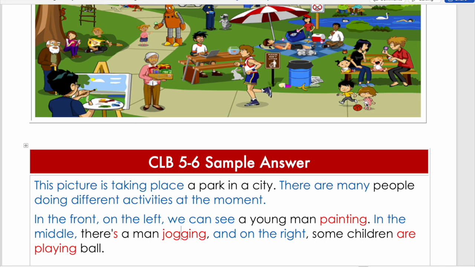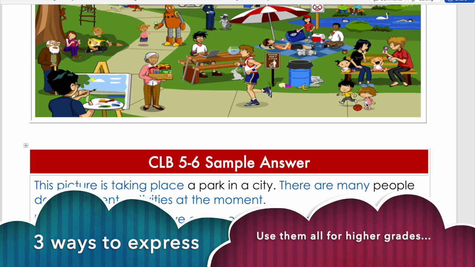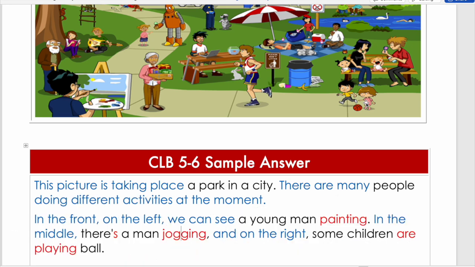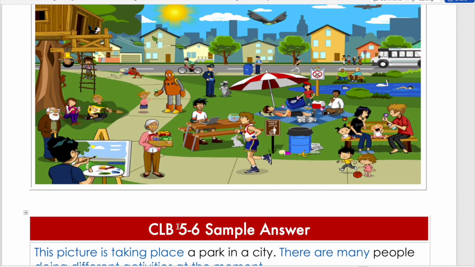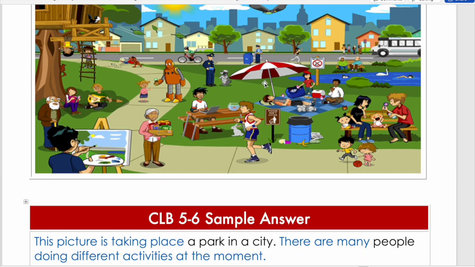You see? Three ways to express ideas, okay? And if you can do them all, that's even better. So that's what I've done. I've used them all in my example. But very important, the last one I want to point out is continuous form. Painting, jogging, playing ball. Is jogging, are playing ball. Okay? Very good. So now let's get to some ideas in the center over here. Let's see what we have.